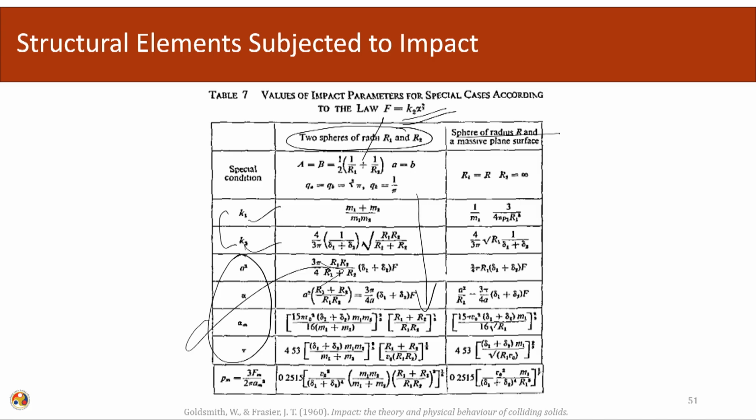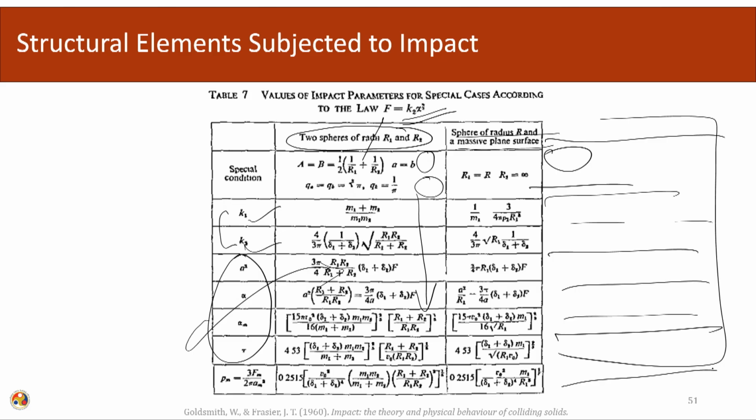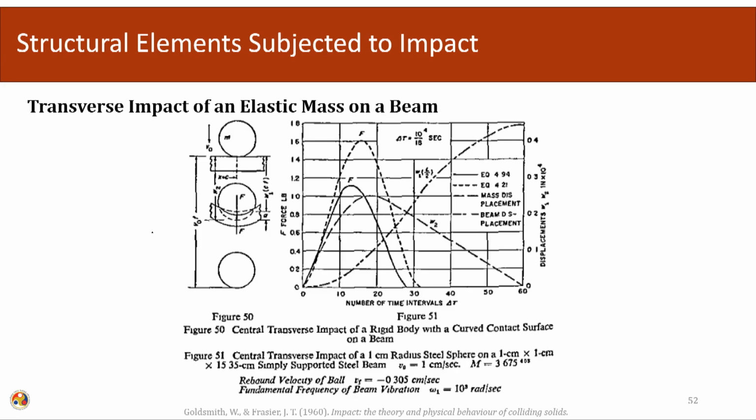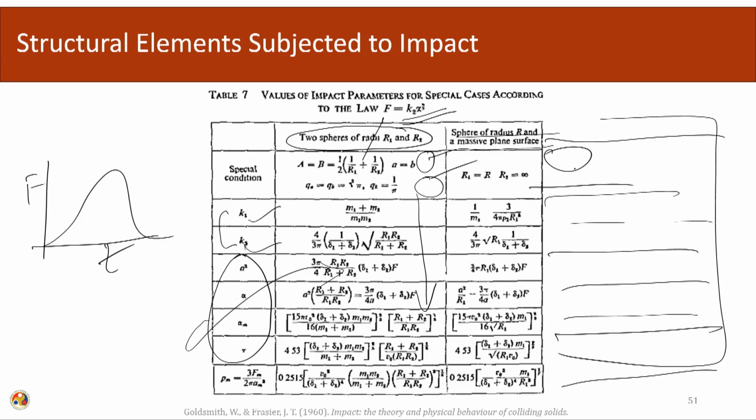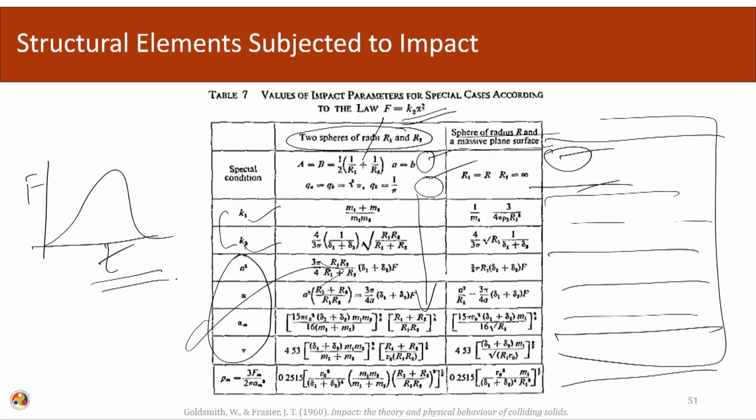Here we have a sphere of radius r and a massive plane surface. Basically, it gives the shapes of the different colliding bodies, and similarly we can use the extended charts to calculate the contact forces for other cases also. Using the Hertz contact law, we can calculate the force time history of the contact force for the different types of colliding bodies: sphere collision, sphere and flat surface collision, and other collisions also. From these approximations, we can calculate the maximum compression and the evolution of the contact force over time.